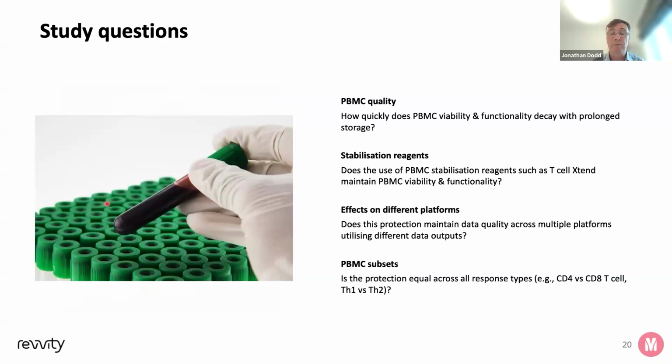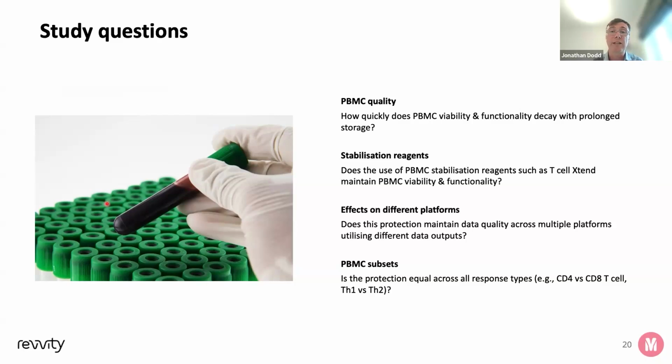The data from the study that I'm going to show you took place about a year ago, and we were interested in performing a deeper dive into how PBMC stabilization reagents can protect the quality of the PBMC sample in blood that's had its processing delayed. One of the obvious questions that we had was how well does it protect the viability and functionality of blood that's had its processing delayed?